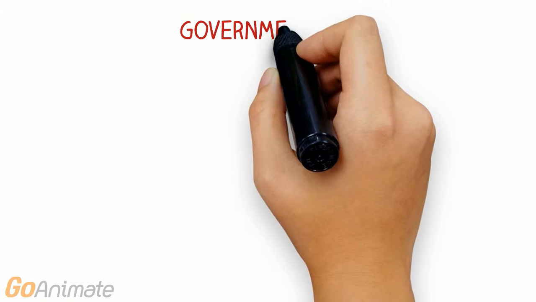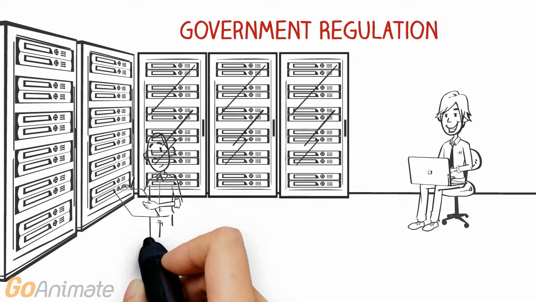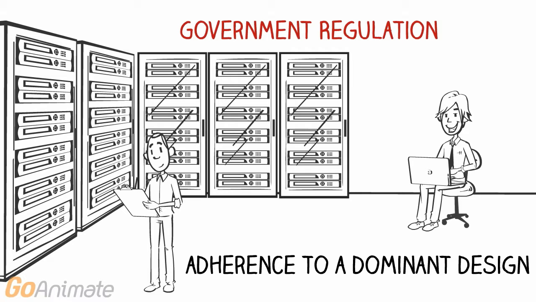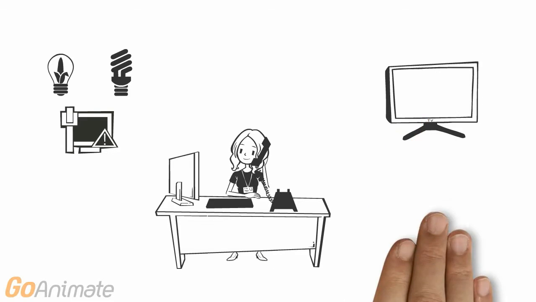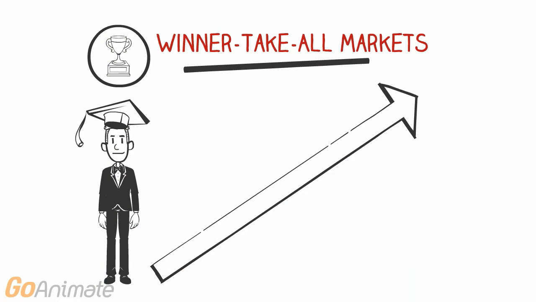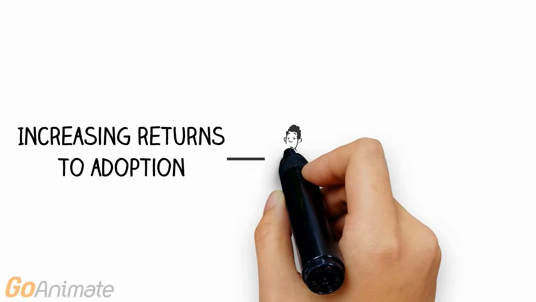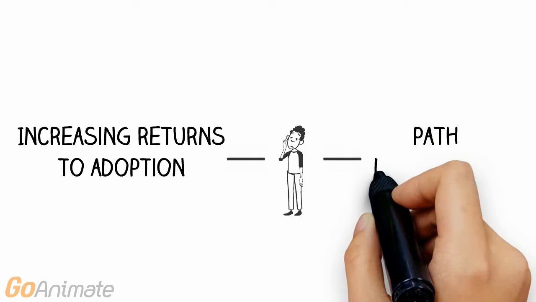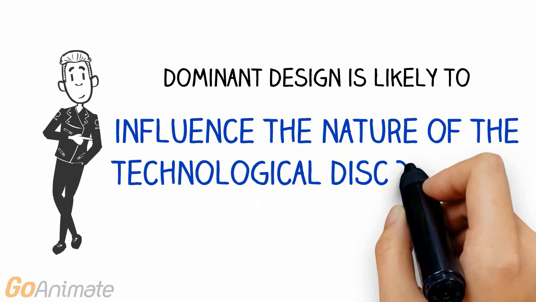be compatible. Government regulation. In some industries, the consumer welfare benefits of having compatibility among technologies have prompted government regulation and thus a legally induced adherence to a dominant design. This has often been the case for the utilities, telecommunications, and television industries. Winner-take-all markets. Firms supporting winning technologies earn huge rewards and can shape the evolution of the industry. Increasing returns to adoption also imply that technology trajectories are characterized by path dependency. Dominant design is likely to influence the nature of the technological discontinuity.